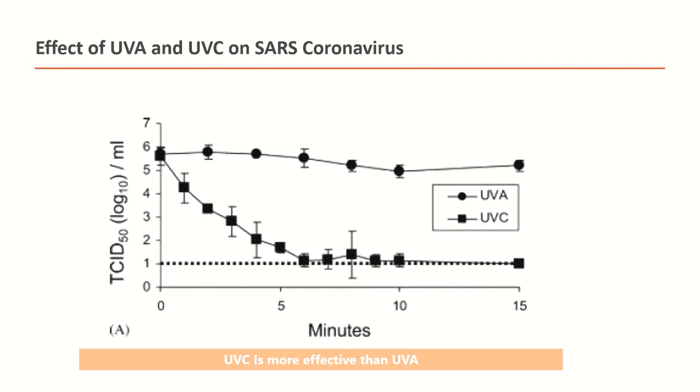Here is a graph of an experiment that was done to check the effectiveness of ultraviolet C and ultraviolet A on SARS coronavirus. If you see, the graph clearly shows that UVC or the germicidal UV is highly effective as compared to UVA in deactivating microorganisms.